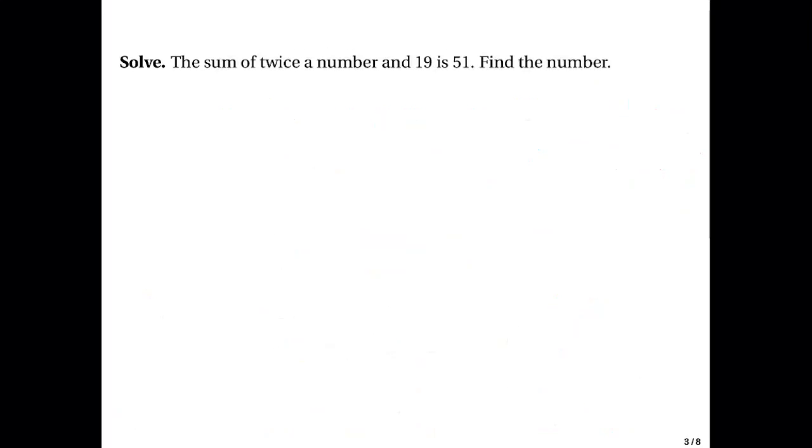So, a similar problem. Here we have: the sum of twice a number and 19 is 51. Find the number. So here we are asked to find the number satisfying this condition. So we assign a variable to that quantity. Let x be the number.